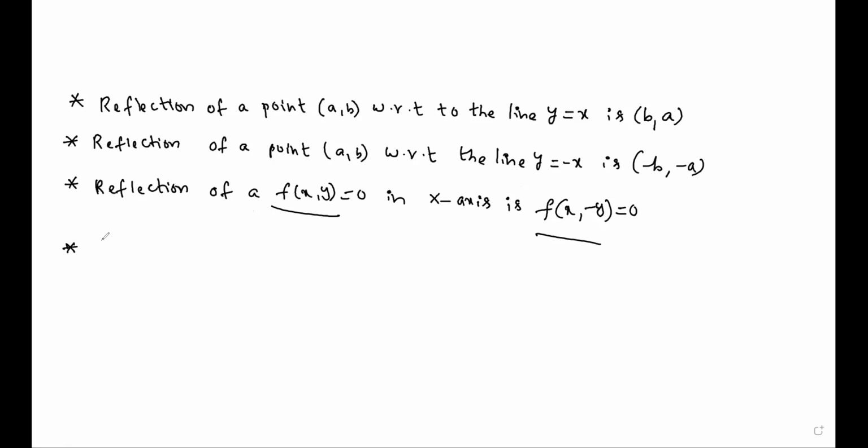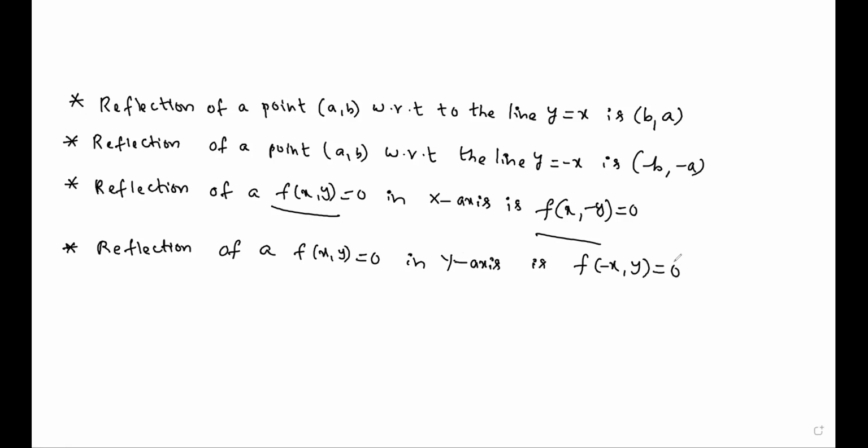Next, one more, the reflection of a function f of (x comma y) in the y-axis is, now the x value becomes negative, y value positive. By replacing those symbols, we'll get the image of that corresponding function.